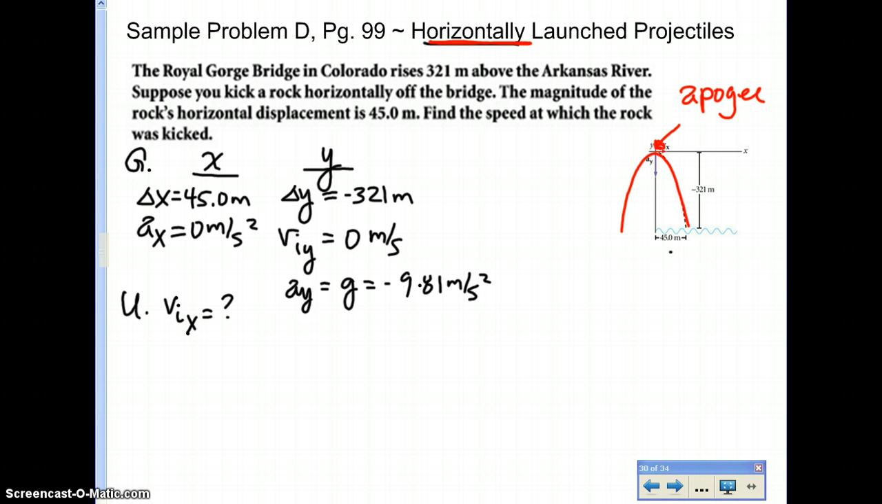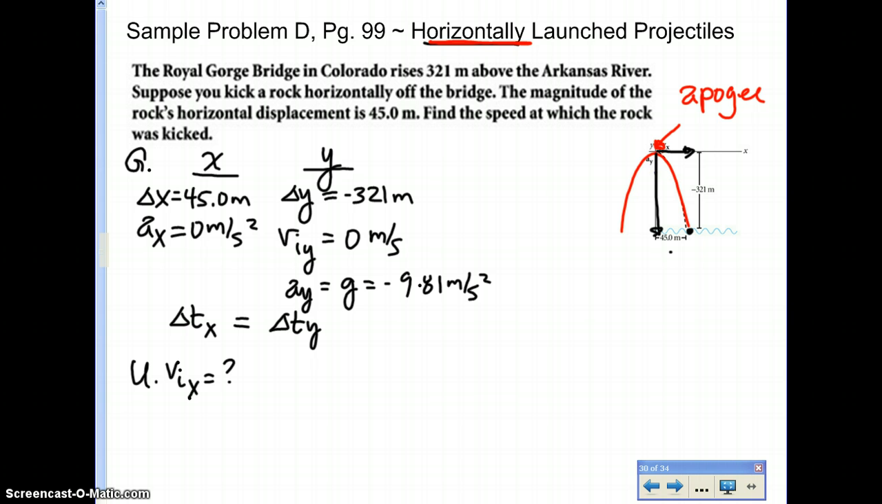Now, once we take a look at that, the time it takes for the rock to fall will be the same amount of time that it takes for the rock to move horizontally. So when it ends up at the point where it hits the river, it will have both dropped 320 meters and moved out 45 meters at the same time. And that's the key term. That means the time that it takes to do its x thing and the time that it takes to do its y thing are the same.